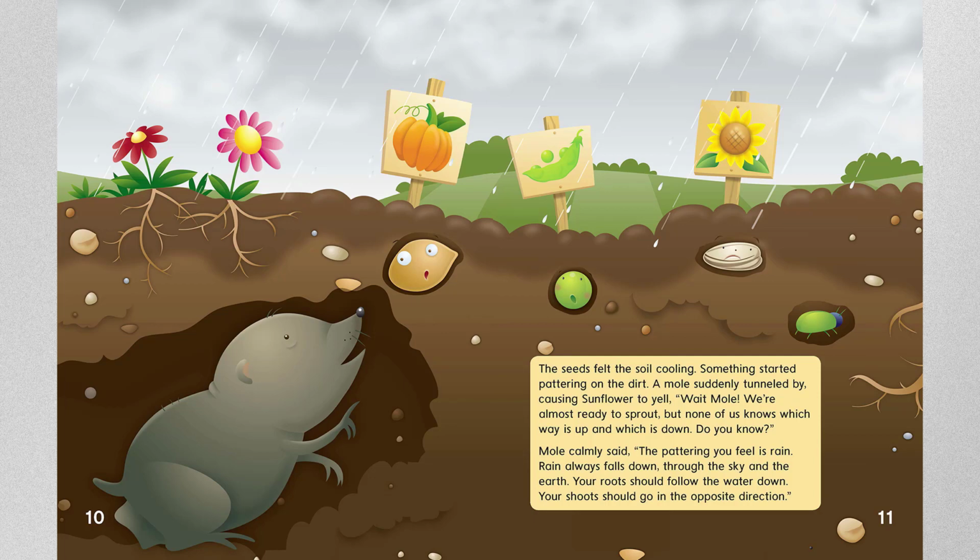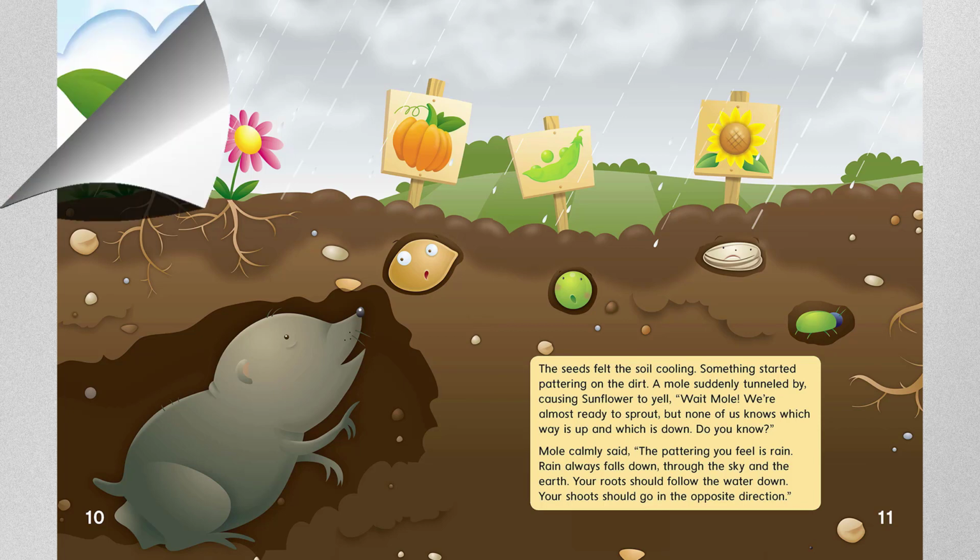A mole suddenly tunneled by, causing Sunflower to yell, "Wait, Mole! We're almost ready to sprout, but none of us knows which way is up and which way is down. Do you know?" Mole calmly said, "The pattering you feel is rain. Rain always falls down, through the sky and the earth. Your roots should follow the water down. Your shoots should go in the opposite direction."